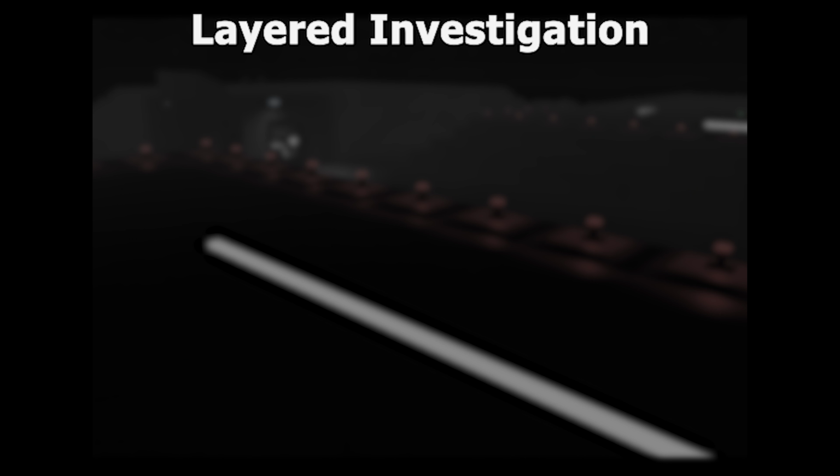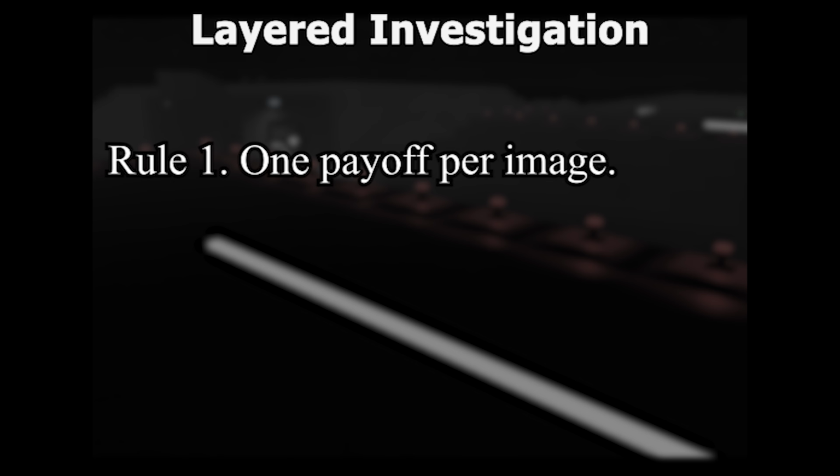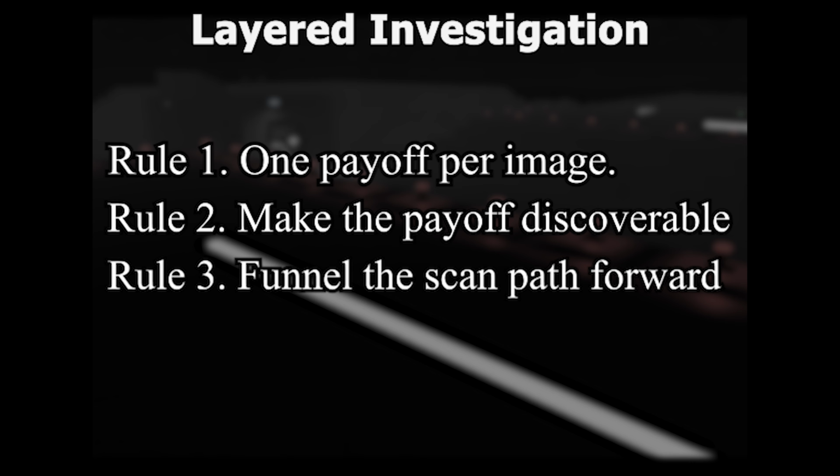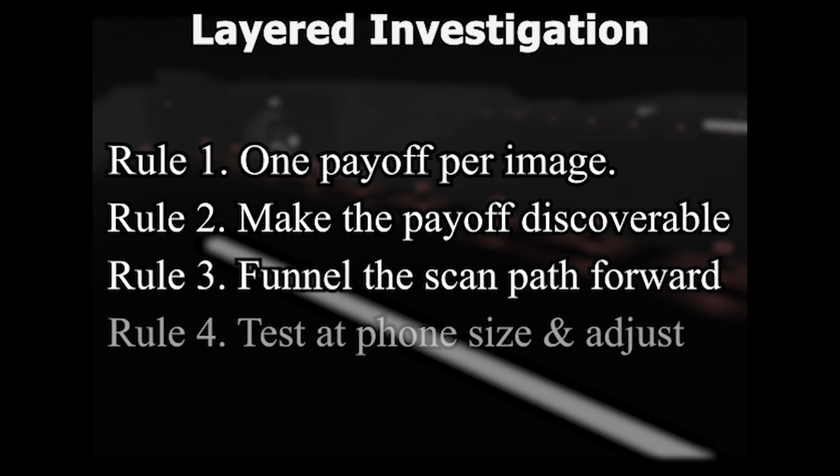Here are a couple of rules to keep in mind whenever you're composing to make sure that your sneak peek rewards curiosity. Rule number 1: one payoff per image. Don't scatter multiple keys or the reward dilutes. Rule number 2: make the payoff slightly lower contrast than the midground so it's discoverable, not obvious. Rule number 3: use leading lines or occlusion to funnel the scan path towards the payoff. Rule number 4: test at phone size. If the payoff disappears, increase the local contrast or add a tiny rim light.